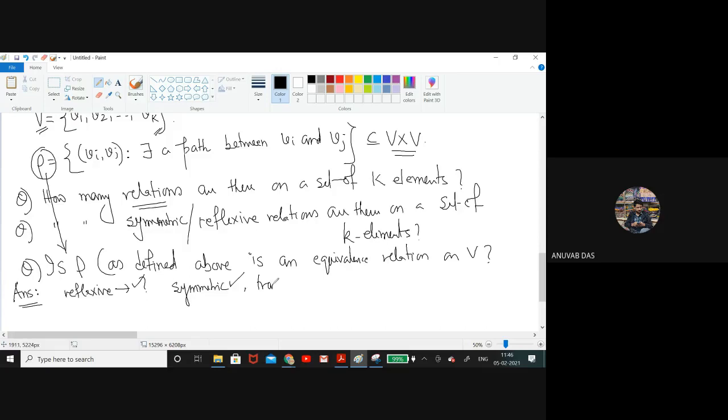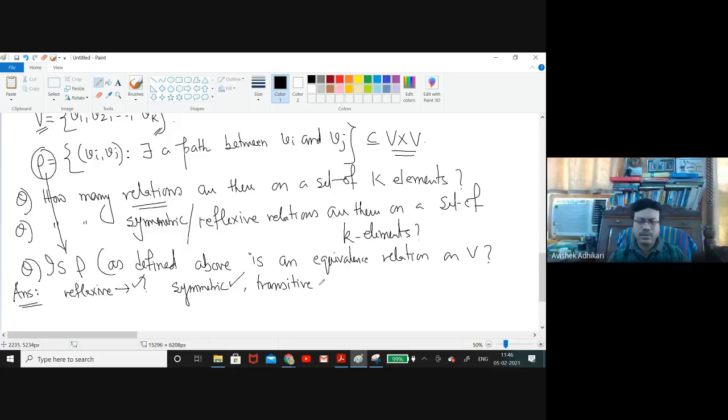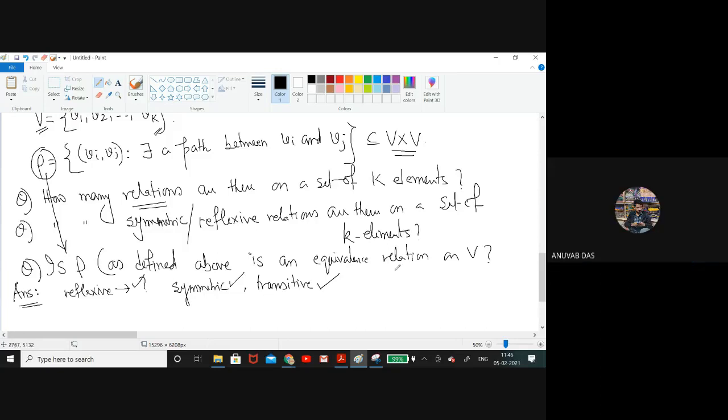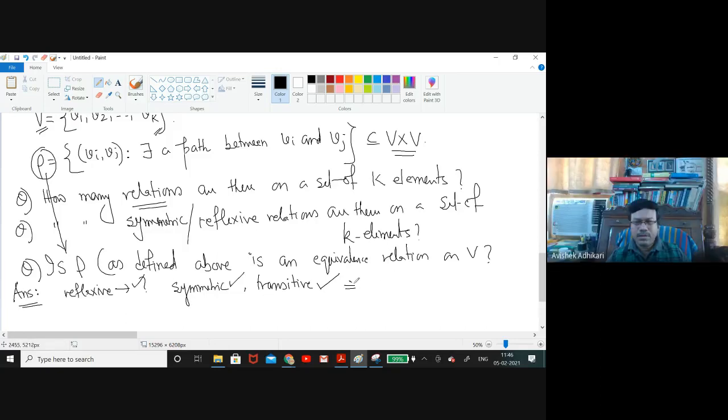Transitive: if there exists a path between vi and vj and between vj and vk, then the composition of these two paths is again a path, and that would be between vi and vk. Yes, very good. So that is also transitive. So, sir, that implies yes.